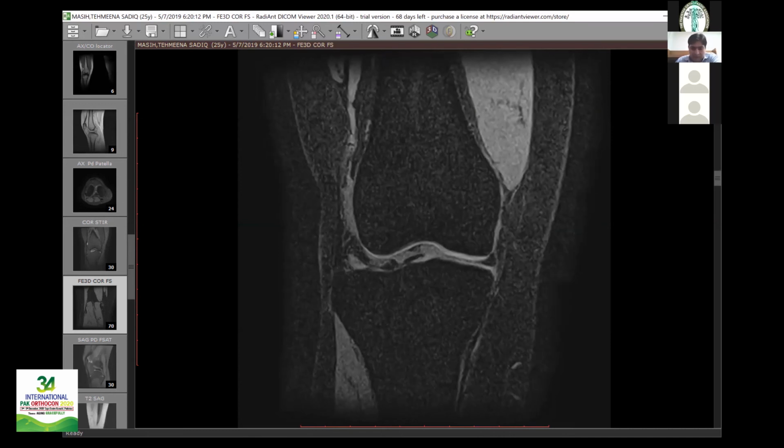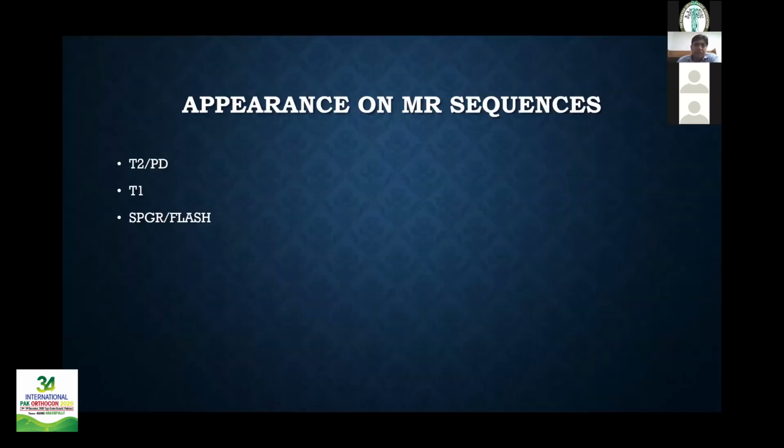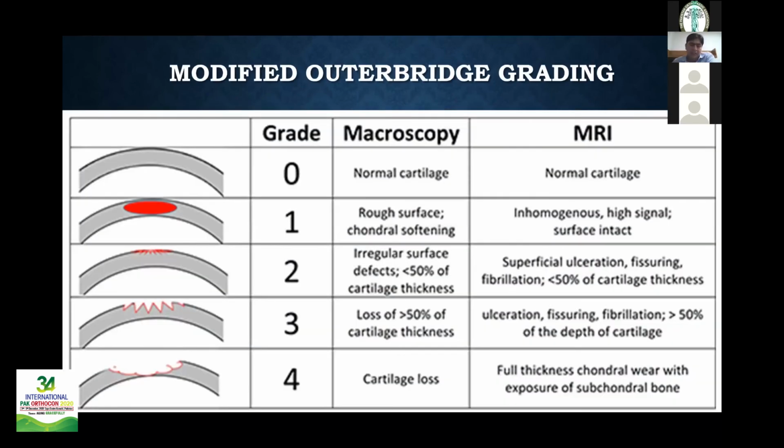So let us go back to our presentation. So we have discussed the appearance of the cartilage on the various sequences. And now how do we grade the articular cartilage injury? So this is a modified Outerbridge grading system, and there are basically 5 grades. So grade 0 is when the cartilage is smooth. It is of uniform thickness without any abnormal signals. So that is a normal cartilage.